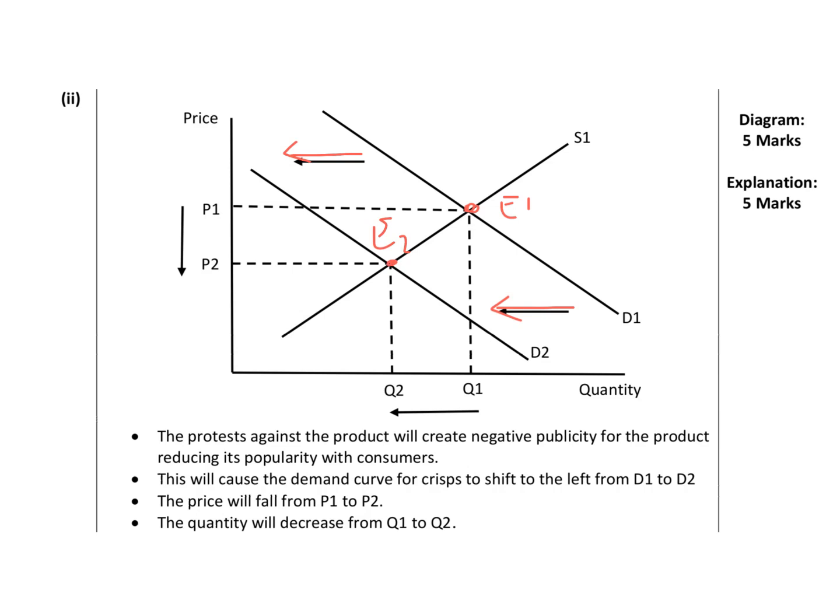So again, step by step, explain it. This causes the demand curve for crisps to shift left from D1 to D2. Price will fall from P1 to P2 and quantity will decrease from Q1 to Q2. Right, as you can see by the arrows. Always worth drawing in the arrows and labeling as well.